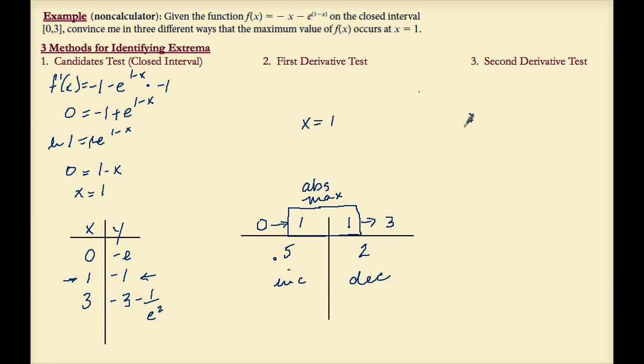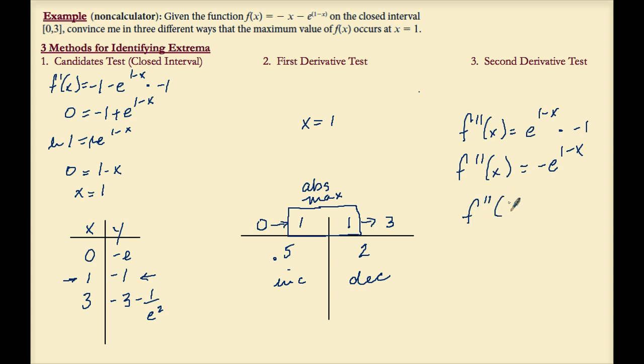Now let's use the second derivative test. The second derivative of our function will be e to the 1 minus x times the derivative of 1 minus x, which is negative 1. That means we're going to have negative e to the 1 minus x. Let's find the sign of the second derivative at our critical number in order to determine concavity there. This will tell us if it's a maximum or a minimum value.